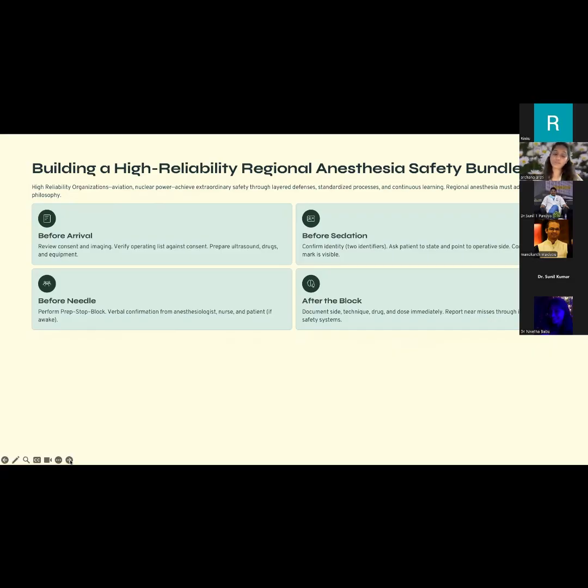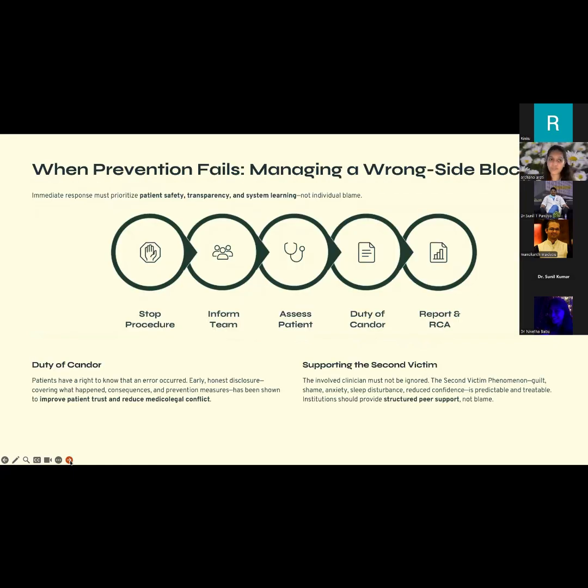So if you follow in the same way and you do have an issue, make sure that that incident is reported, and do a root cause analysis of what could have been done better and how to improve the system. So when prevention fails, how do we manage it? Now that it's done, realization is the first thing. Stop the procedure, and understand that it can happen and it's not done intentionally.